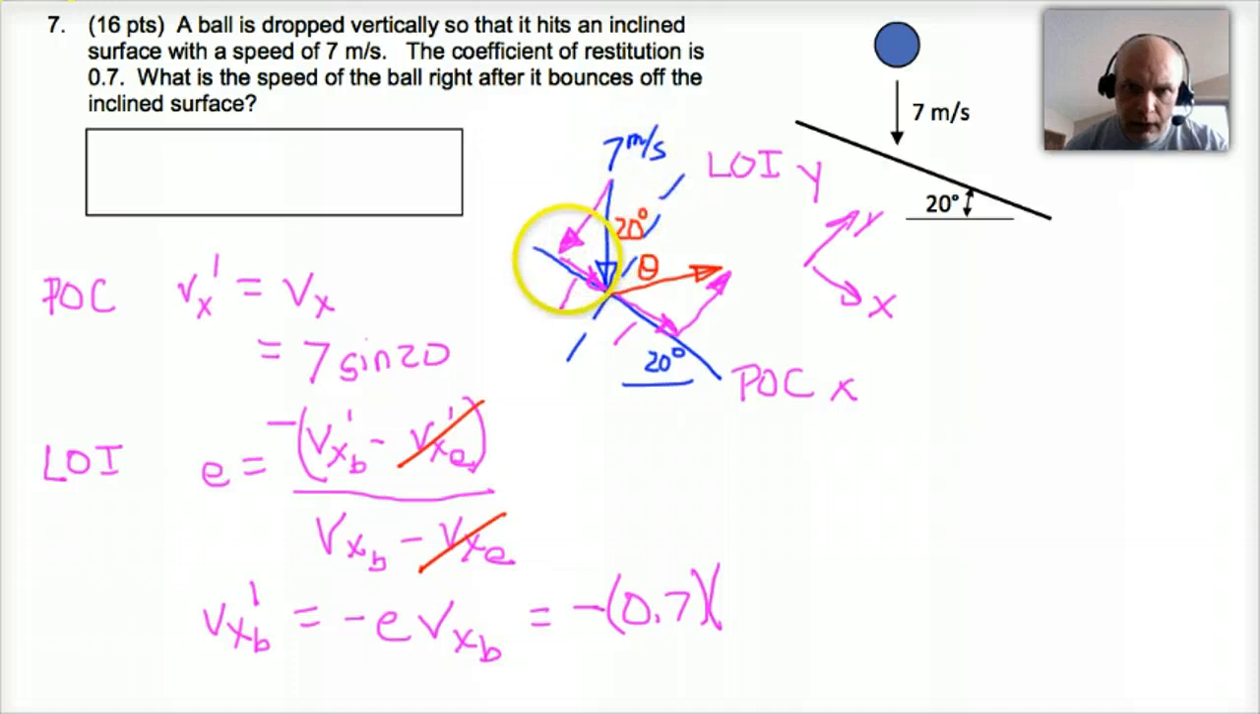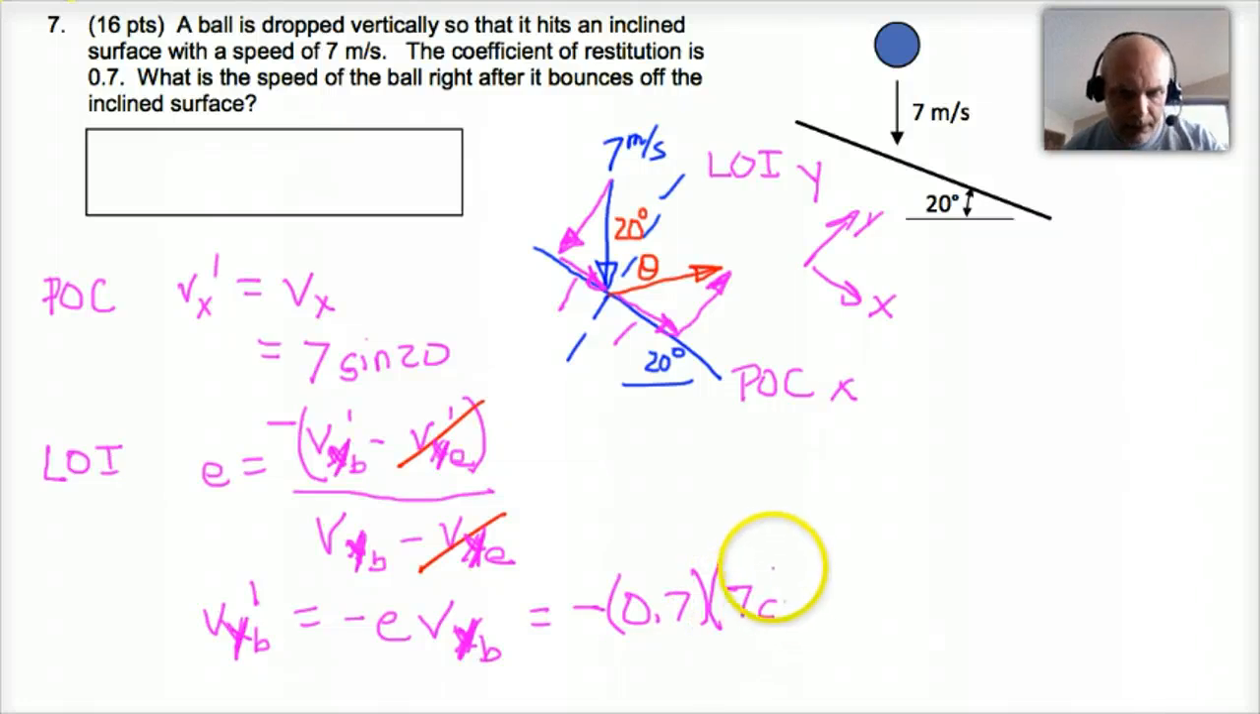And this component, let's see, I used a bunch of wrong variables here, so sorry about that. That should be Y. We're looking along the line of impact here. All these should be Y's, and that should be Y, and this should be Y. This component is negative, and it's the cosine. So it's minus 7 cosine 20.